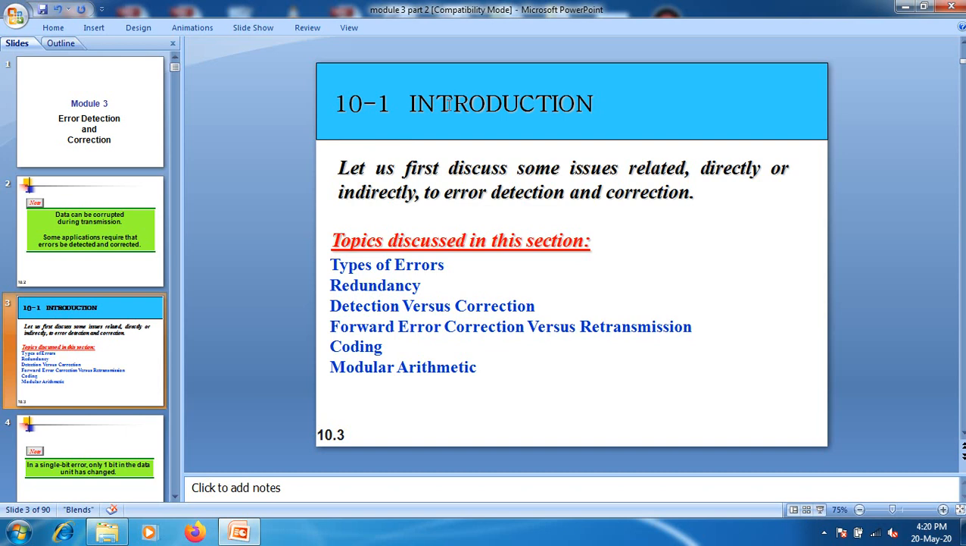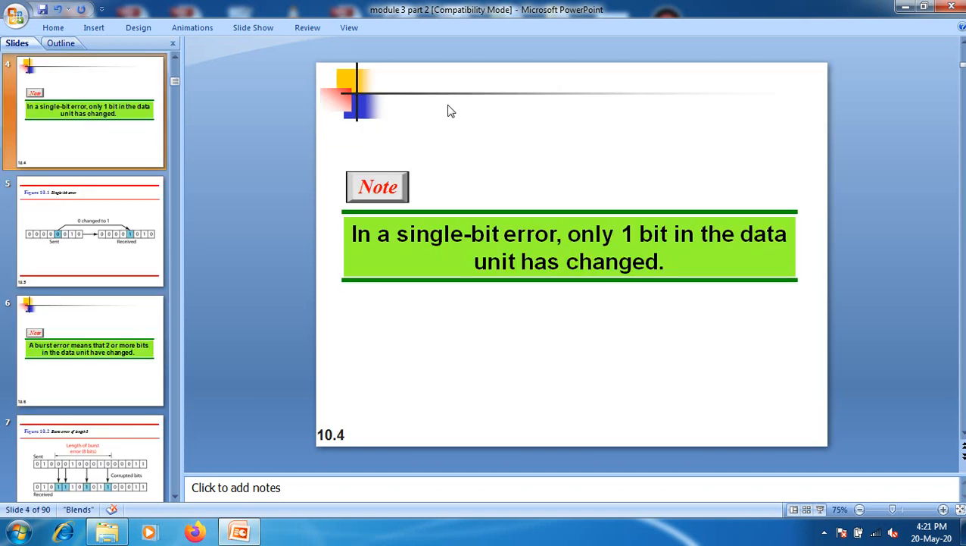In this session, we are going to discuss the types of error, redundancy, detection versus correction, forward error correction versus retransmission, coding, as well as modular arithmetic. Whenever we transmit bits from one point to another, these bits are subjected to interference, and because of this interference, a signal changes its shape.